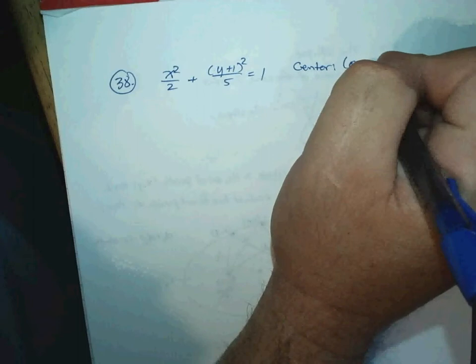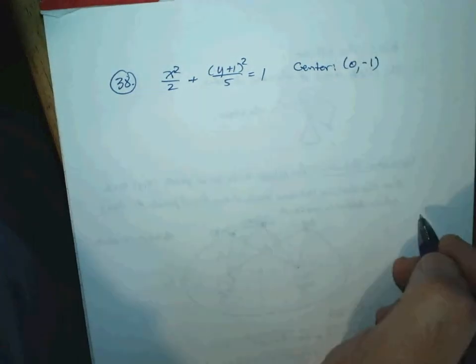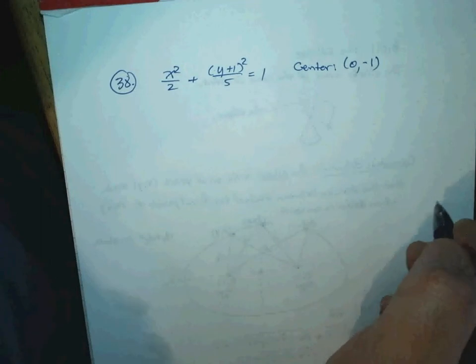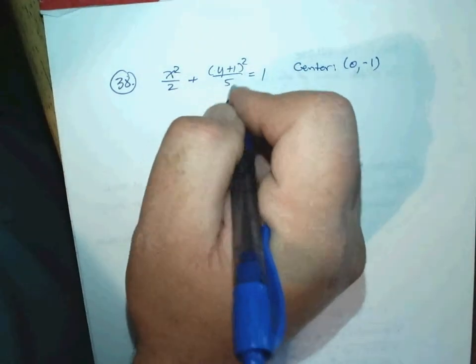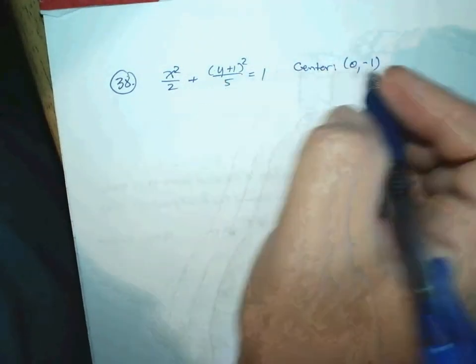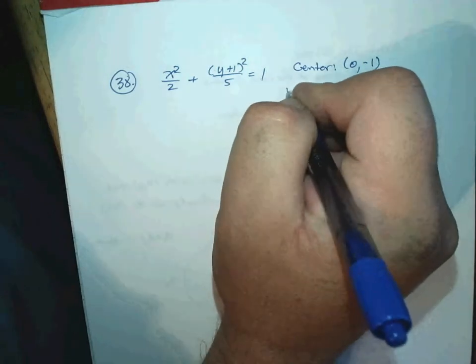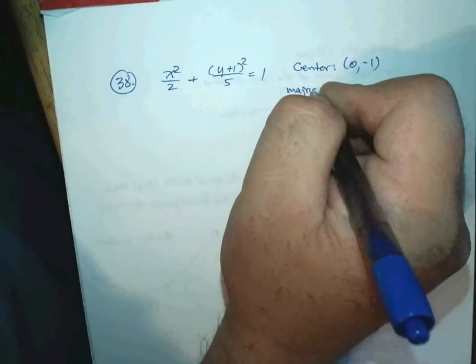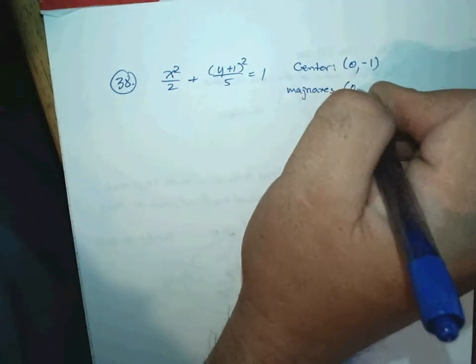So let's start by finding, of course, the center. That's x minus 0, so h is 0. Y minus a -1. 0, -1 is the center of this ellipse. The long axis is in the y direction.